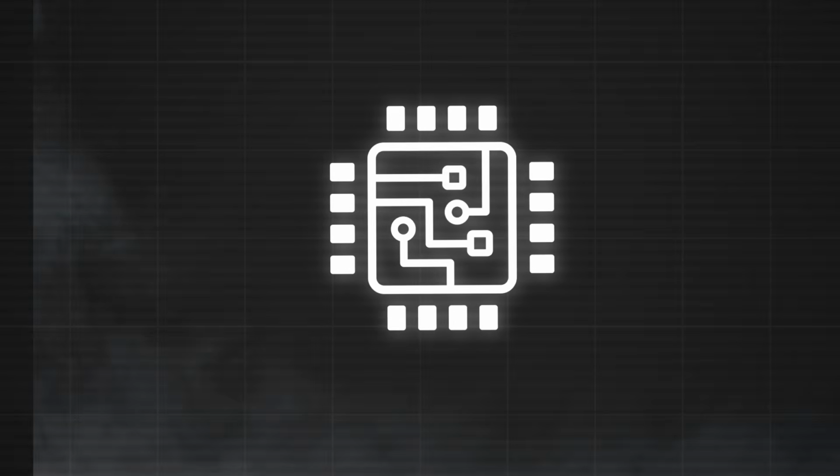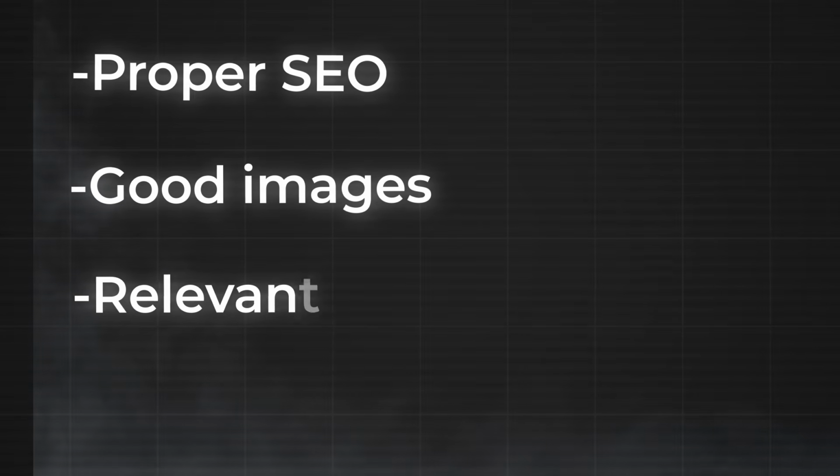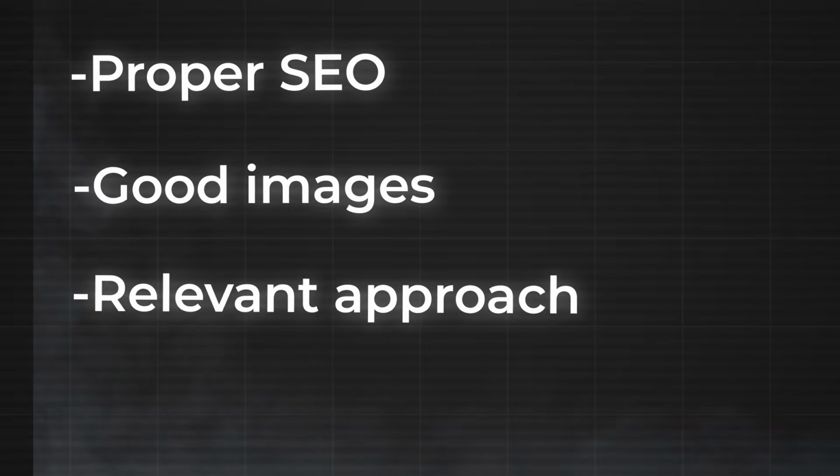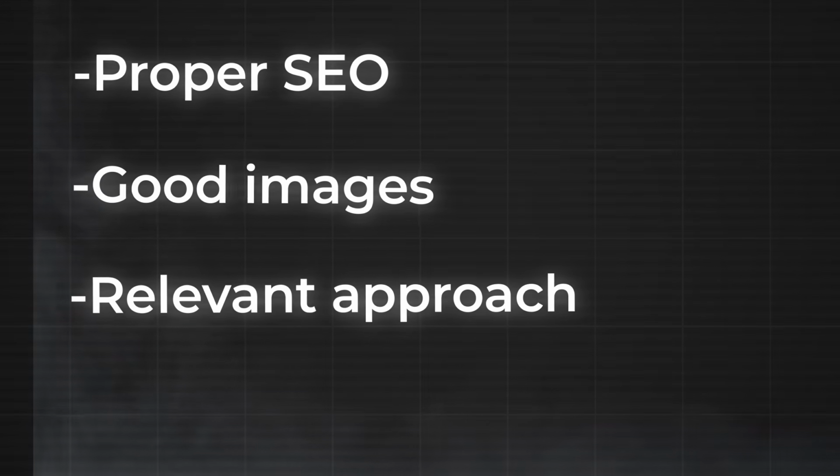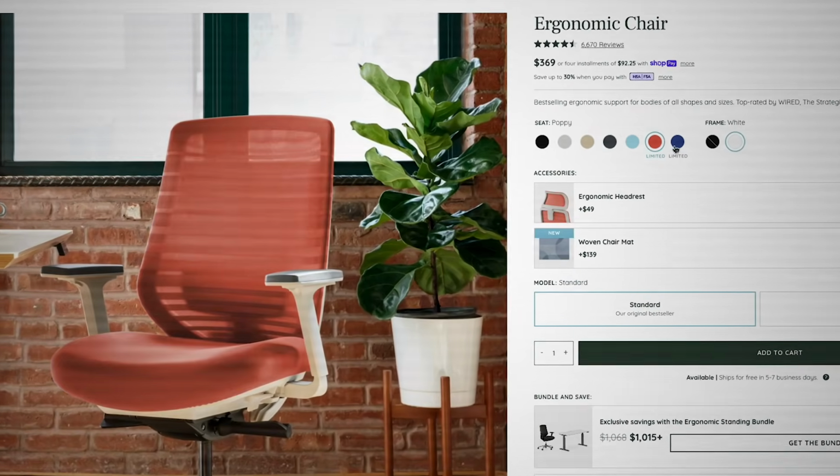You want to satisfy the algorithm through things such as proper SEO techniques. You want to satisfy the algorithm through things such as having the right kinds of images and relevancy within your overall approach. You want to also satisfy the algorithm by having a proper landing page and a fast and speedy landing page. This is now where we move on to the landing page side of things.